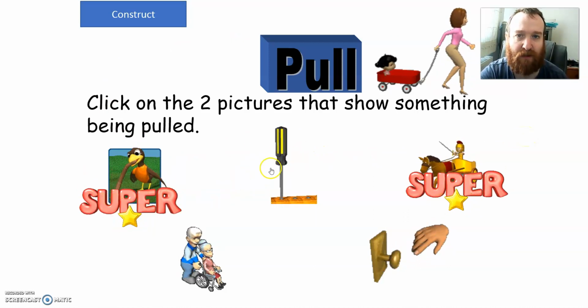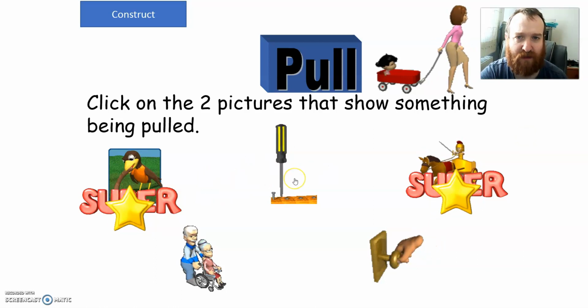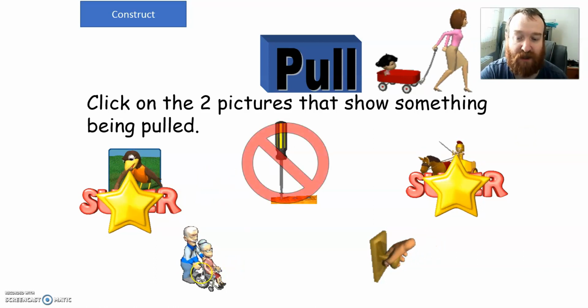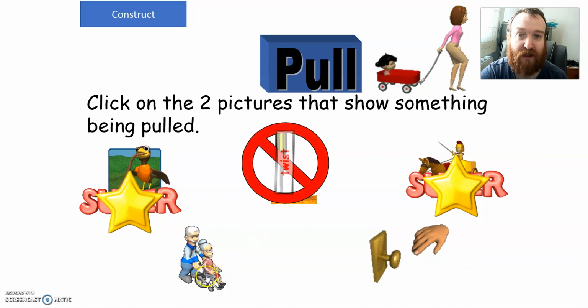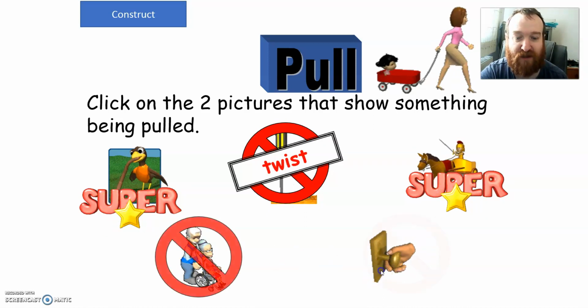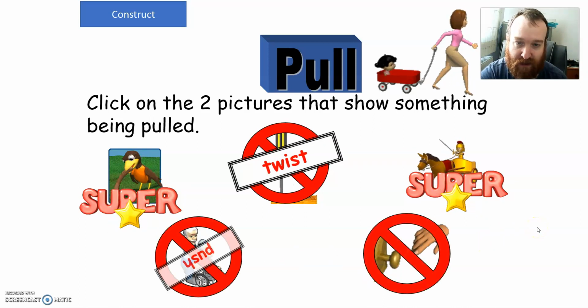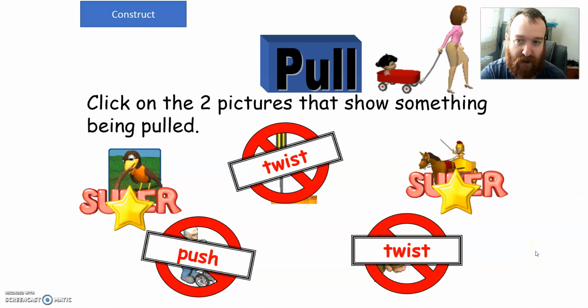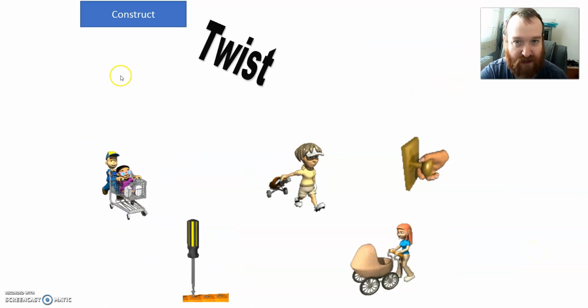This one, I wonder what you think this one is. This one is a twist. This one, the man is pushing the wheelchair. It's a push, and this one is a twist. Okay, yes, Evan?